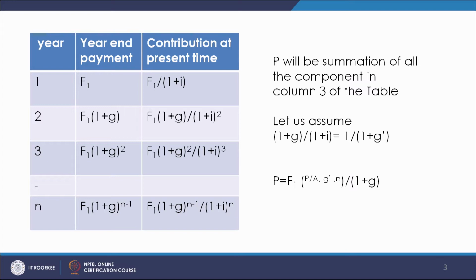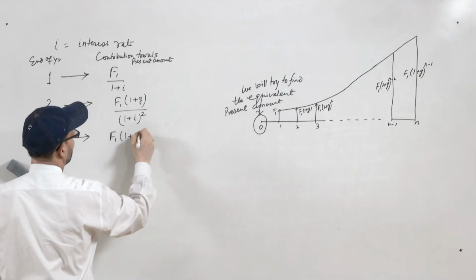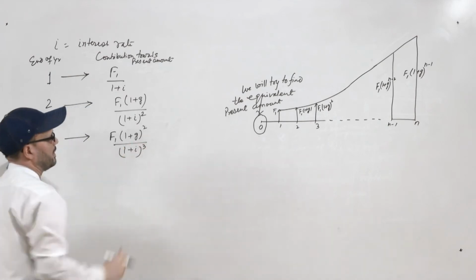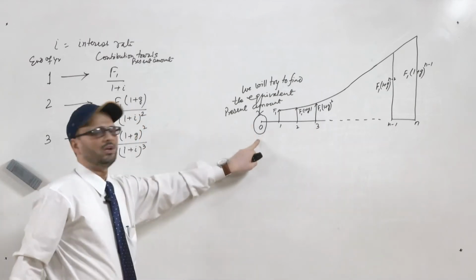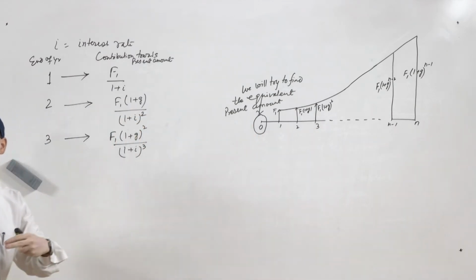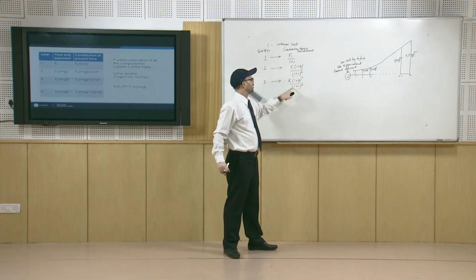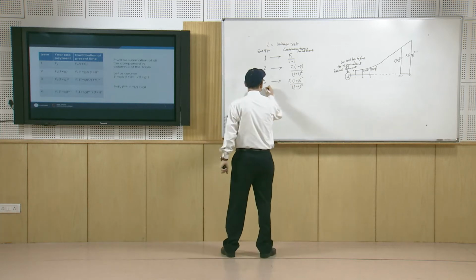So, this way in the third year, you pay F1 into 1 plus G raised to the power 2 divided by 1 plus I raised to the power 3, because the amount is paid 3 years hence and its equivalent value at the present time will be this amount multiplied by 1 plus I raised to the power minus 3, or divided by 1 plus I raised to the power 3. In this way we are getting a series.